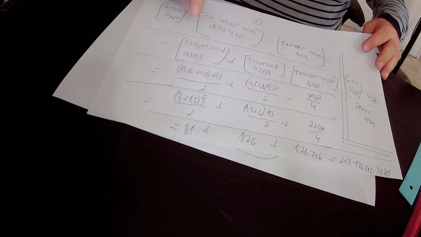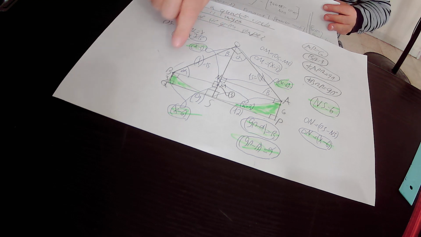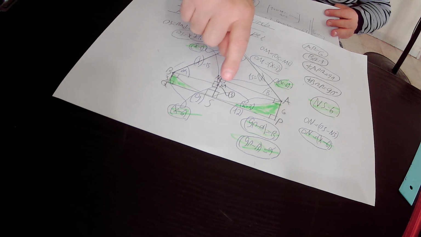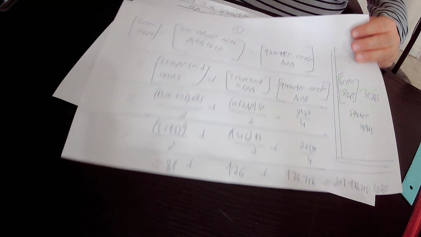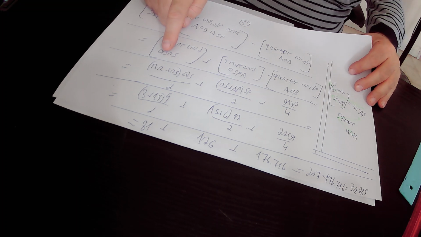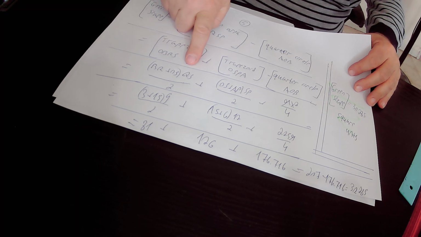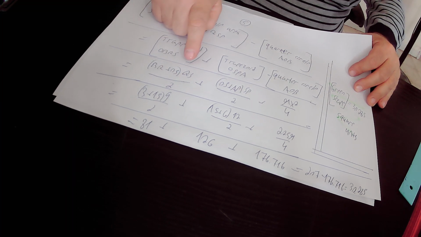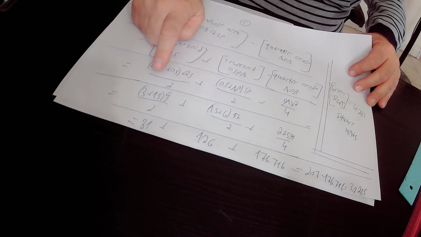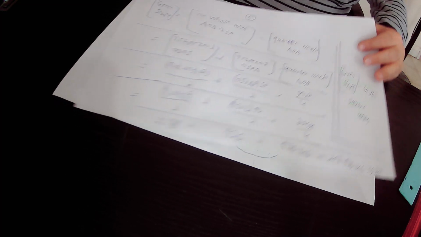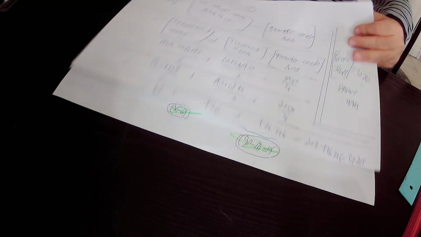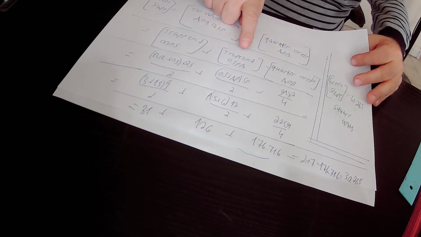What is the area of trapezoid OBQS? The area of trapezoid OBQS equals the sum of its bases, that is BQ plus OS, times the height, that is QS, over 2. BQ is 3, OS is 15, QS is 9, over 2. 3 plus 15 is 18, 18 over 2 is 9, and 9 times 9 is 81. So the area of trapezoid OBQS equals 81 square units, plus the area of trapezoid OSPA.